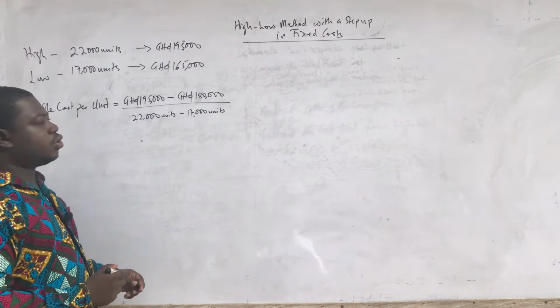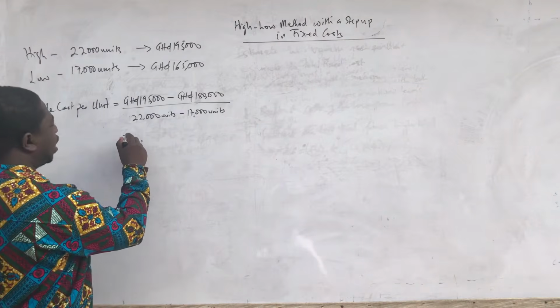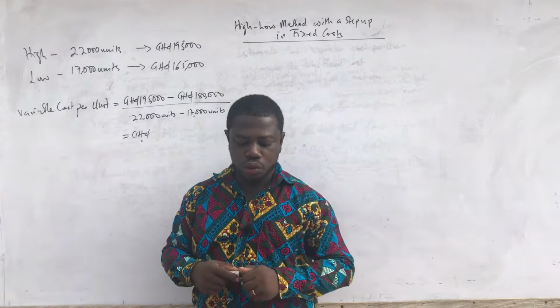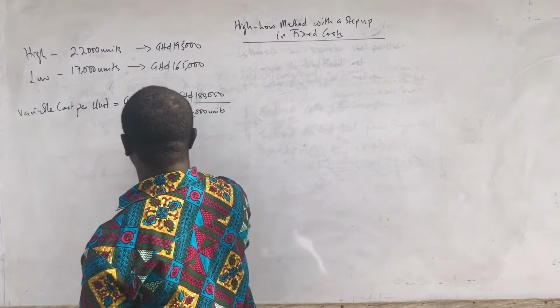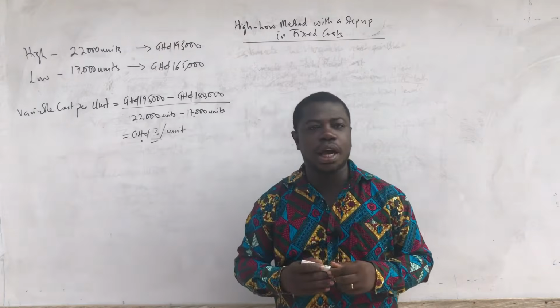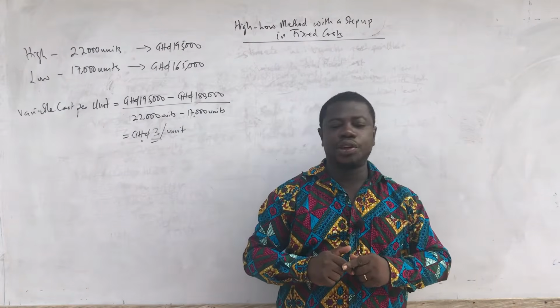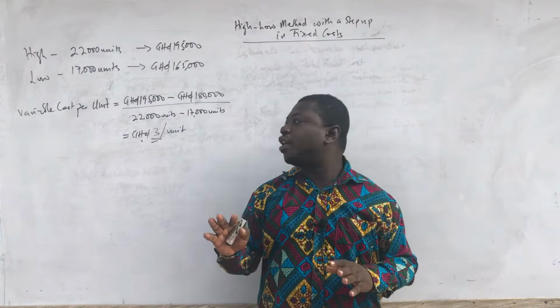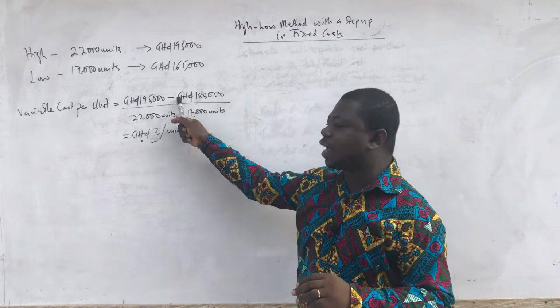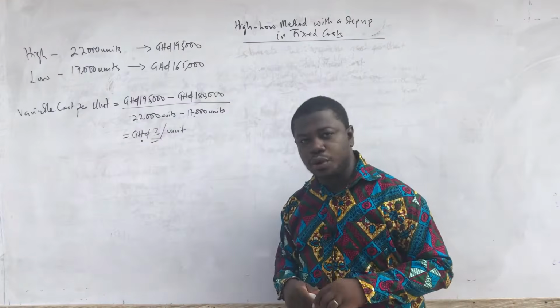All right, and so once we are able to get this, we can get our variable cost per unit, and our variable cost per unit will be 3 cedis per unit. And so that is how to come by the variable cost per unit. So now that we have our variable cost per unit, we are no more going to use the new figures that are inflated. We are still going back to the old figures.